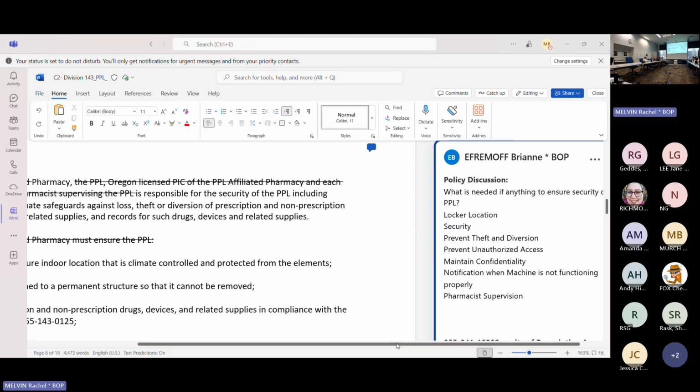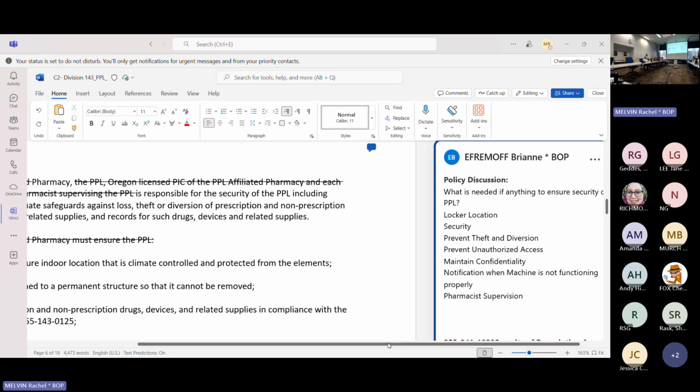Policy discussion here is really thinking what is needed to ensure the security of the PPL. So what are those parameters that we talked about in the presentation that were identified by NABP model rules or other state regulations? And there's just a highlight reminder of talking about locker location. Is that in or outside? What is security to prevent theft and diversion, to prevent unauthorized access?